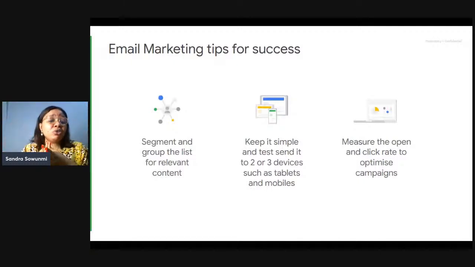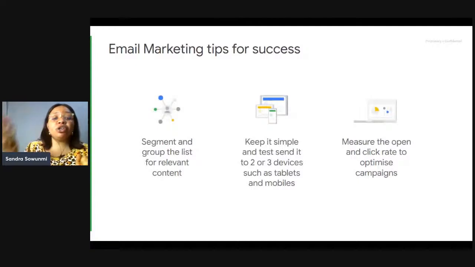Also, in your emails, it's good to add images. People love visuals, so you can add that. And send it to two or three devices such as tablets and mobiles. Very, very important so that you see how it looks. If there's something that you need to change or update, you can also do that. Then measure the open and click rates. When you measure that, you are able to optimize future campaigns. See the number of clicks that you had, the number of open rates.